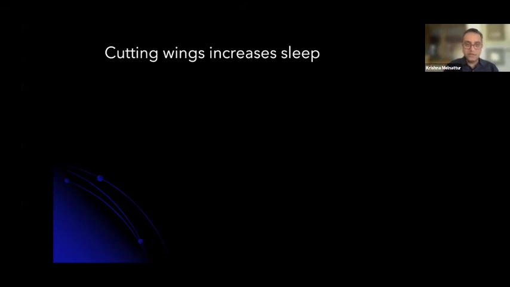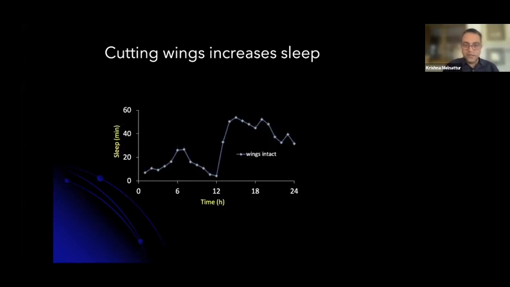Okay, so we want to see if there was something to this idea to sleep in the state of harm's way. And so we thought pretty much a fly that cannot fly presumably cannot escape out of harm's way. So maybe it'll change sleep, right? Here's one way of impairing flight: just cut the wings. Indeed, we find that compared to flies with intact wings, when you cut the wings, they sleep more.